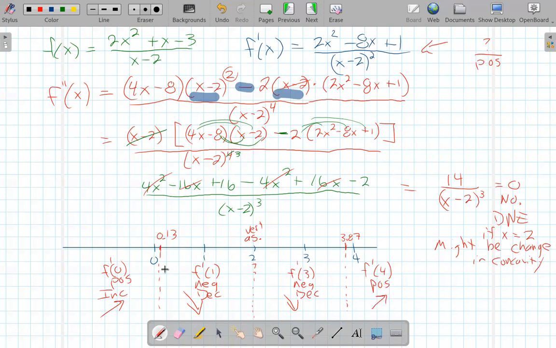If we're increasing and then decreasing, then there must be some kind of max here, so we need to know what f is evaluated at about 0.13. Whatever that is will be the max. And over here, we're decreasing then increasing, so f of 3.87-ish is going to be some kind of minimum. And then the question is, is it relative or absolute?